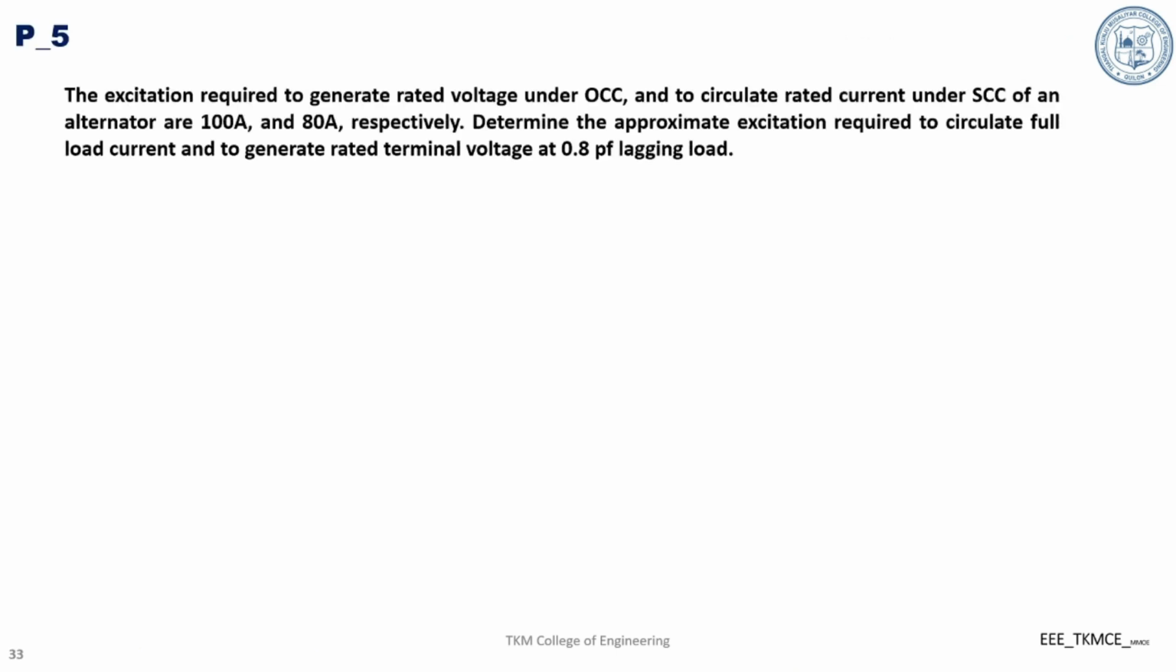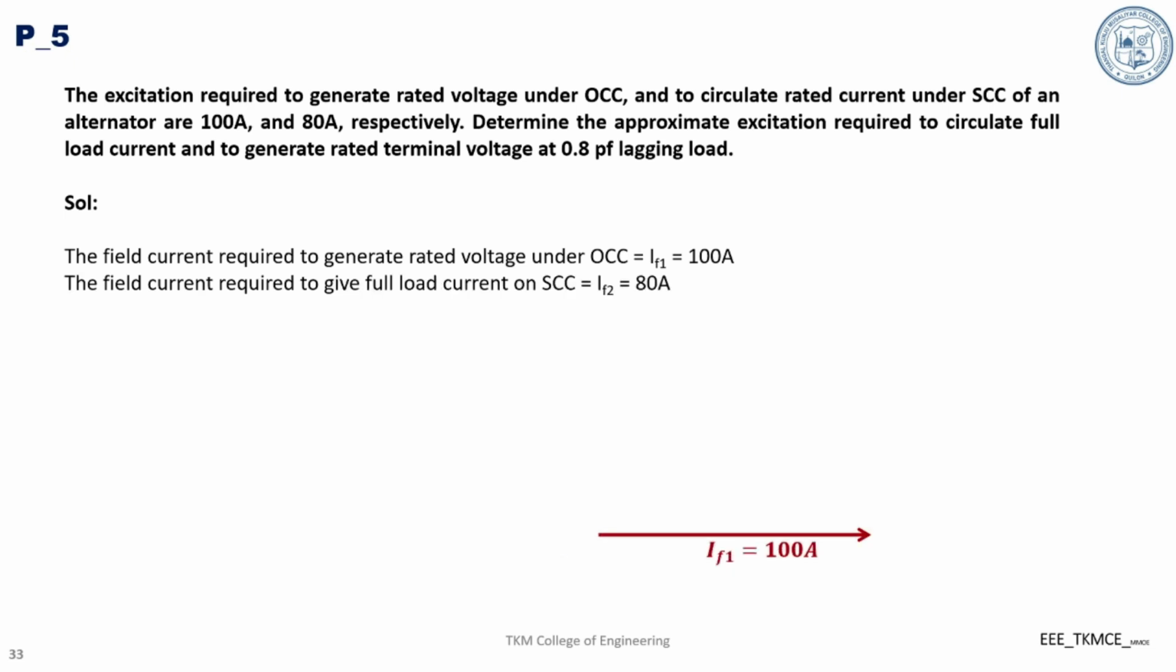Coming to the problems in the MMF method: the excitation required to generate rated voltage under OCC and to circulate rated current under SCC of an alternator are 100 ampere and 80 ampere respectively. Determine the approximate excitation required to circulate full load current and to generate rated terminal voltage at 0.8 power factor lagging load. Coming to the solution, here it is clear that the field current required to generate rated voltage under open circuit condition, that is IF1, is 100 ampere. Then the field current required to circulate rated armature current under short circuit condition is IF2, given as 80 ampere, and the power factor of operation is 0.8 lagging.